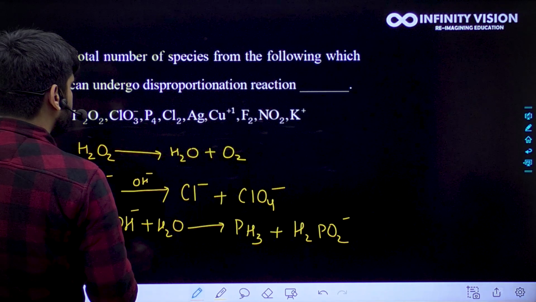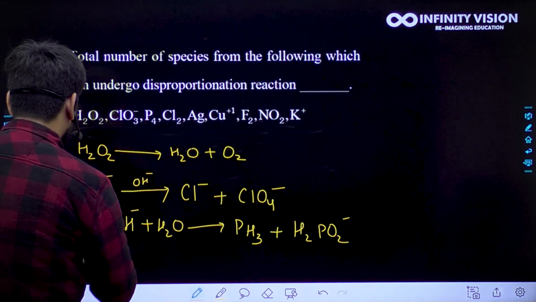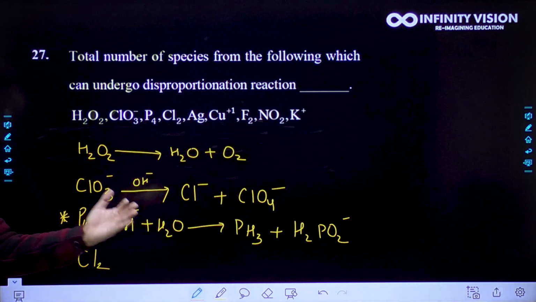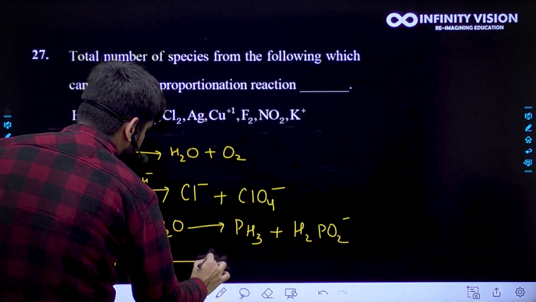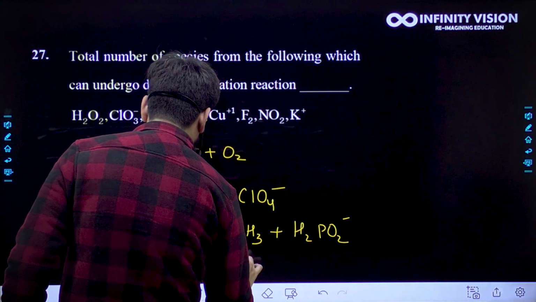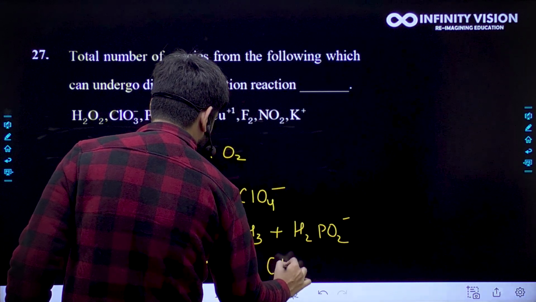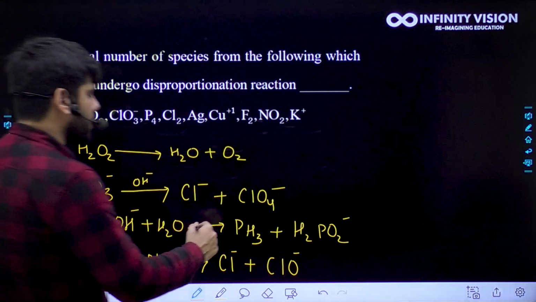If you see Cl2, we know the reaction of Cl2 with NaOH. In the presence of NaOH, it disproportionates into Cl minus plus ClO minus, right? So this is also a disproportionation reaction.